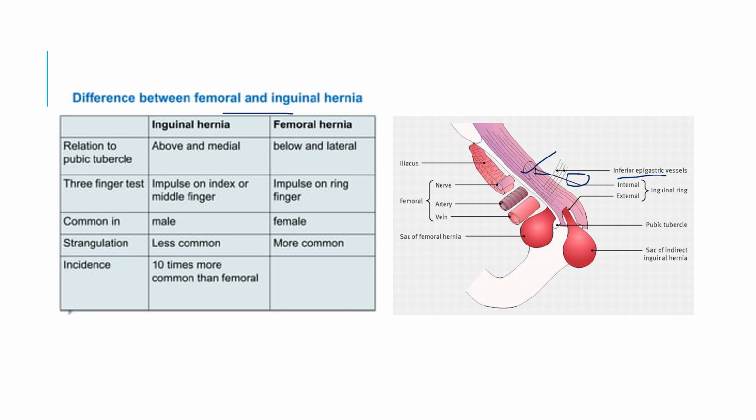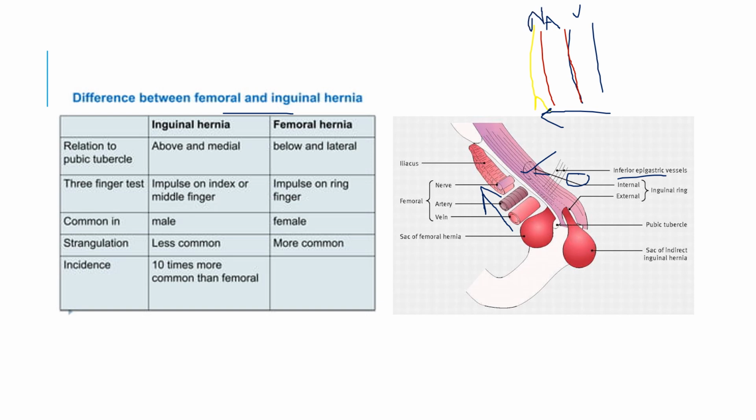So for femoral hernia, you know the structures, right? The femoral vein, artery, and nerve. This is the vein, this is the artery, and this is the nerve. They have different branches and all. They run from medial to lateral in the order VAN. You remember it like VAN: femoral vein, femoral artery, and femoral nerve.